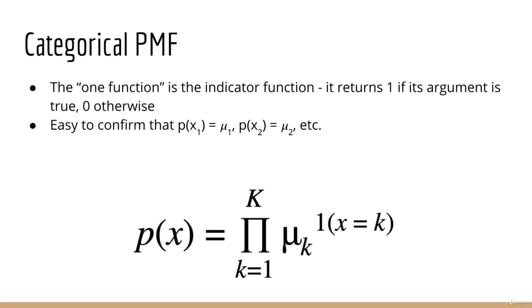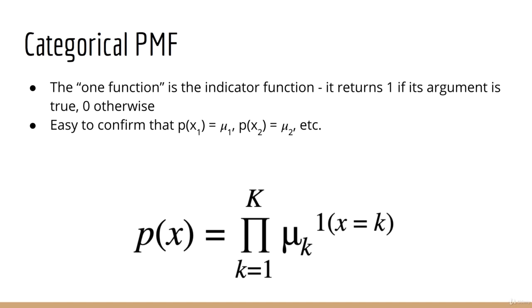So what does the categorical distribution look like? Well, it looks a little strange. As you can see, it is a product. Each of the mu k's is a parameter, telling us the probability that the result of the die roll was k. In other words, mu k is equal to the probability that x is equal to k.